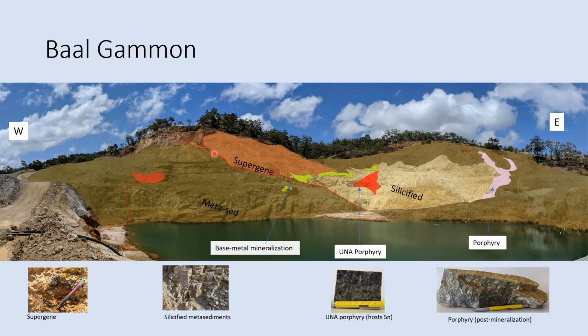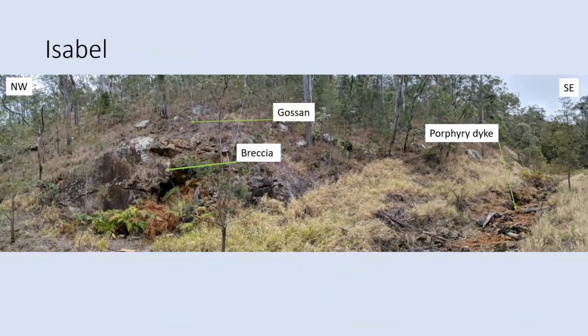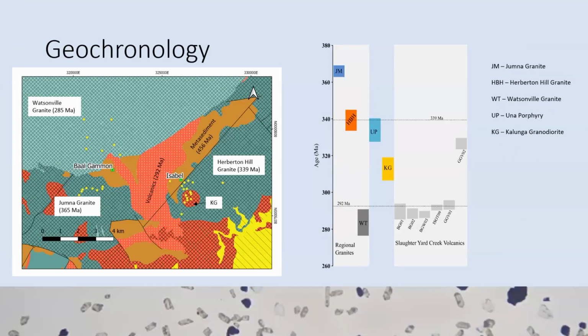On top of these deposits, we have a supergene cap that normally consists of copper oxides and carbonates. The Isabel deposit is primarily fault hosted within the Hodgkinson metasediments, and the mineralization is also cross-cut by a porphyry dike from the Slaughter Yard Creek volcanics. This cross-cutting relationship we can use for dating the mineralization in relative terms.